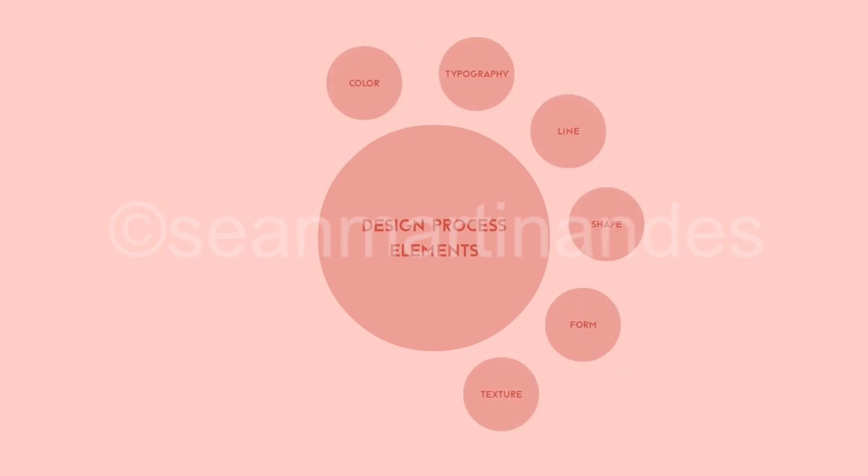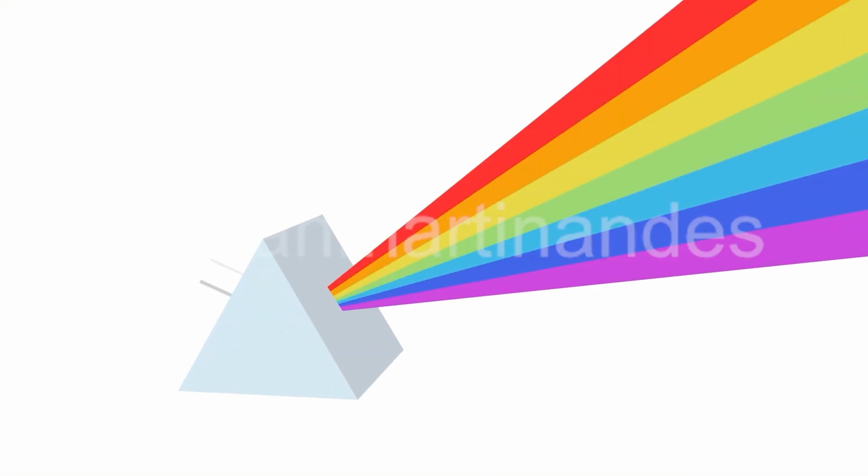Now that we are done with the foundations and we are certain that it is sturdy and grounded, we move on to the raw materials or the building blocks of design. First on the list is the element of color. It refers to the visual perception of different wavelengths of light. Basically, it is what we see when light hits our eyes.